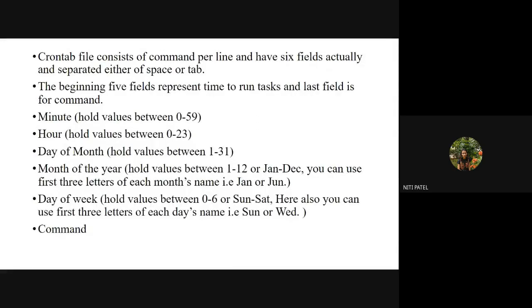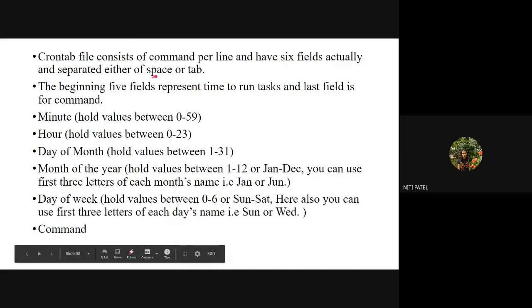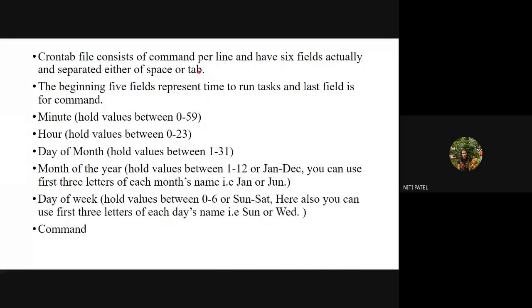Then next, the crontab file consists of one command per line and has 6 fields. That means it is one single command in one line which has 6 different fields, and each field is separated either by a space or a tab. So the beginning 5 fields represent the time to run a task, and the last field is the command. That means of the 6 fields, only the last field is the command field, and the remaining 5 fields are the time when you want the task to be run.